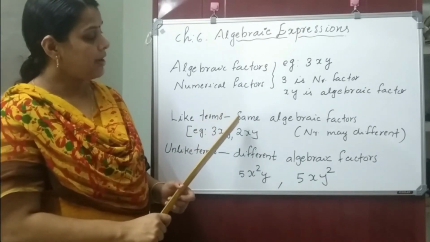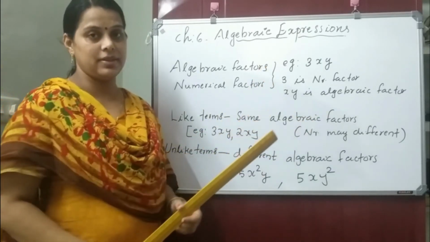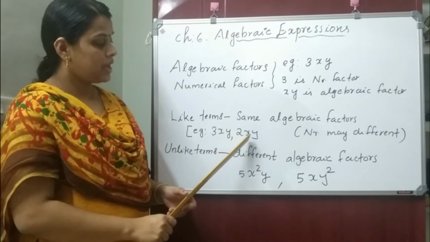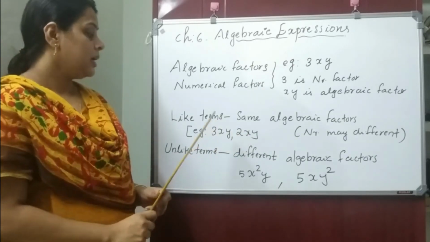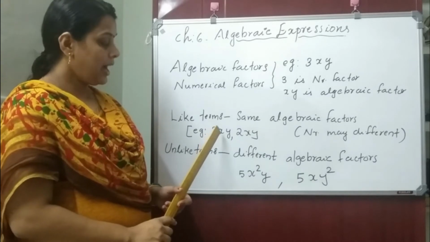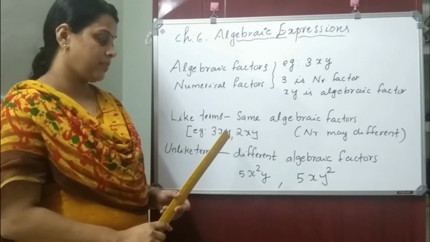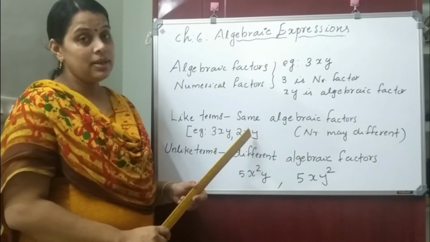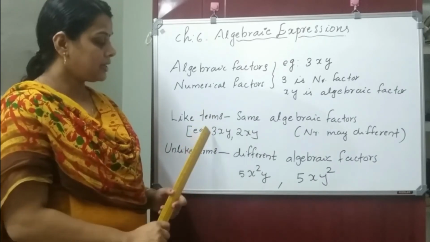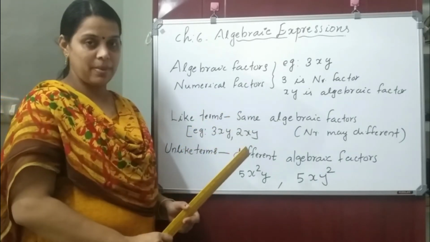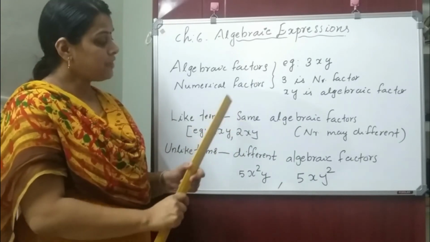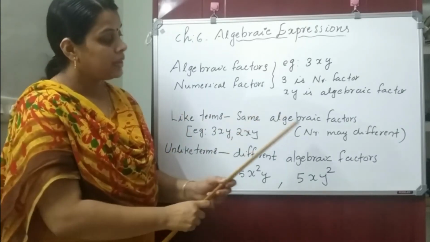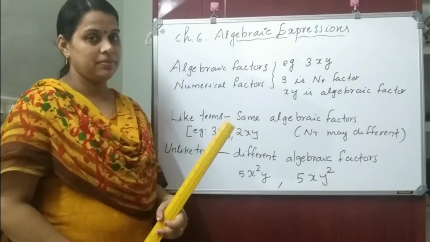Like terms are terms having the same algebraic factors. Example: here 3xy and 2xy are two terms. Here 3 is a numerical factor and xy are the algebraic factors. In the next term, 2 is a numerical factor and xy are the algebraic factors. Here numerical factors are different but algebraic factors are the same. If algebraic factors are the same, the terms are called like terms. The numerical factors may differ.